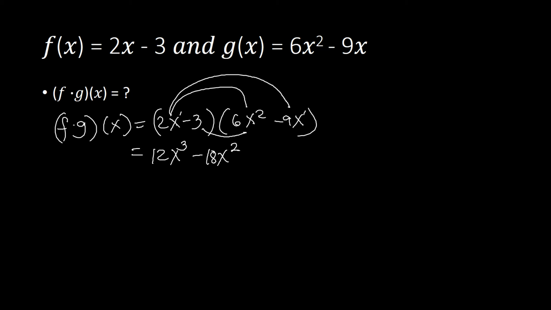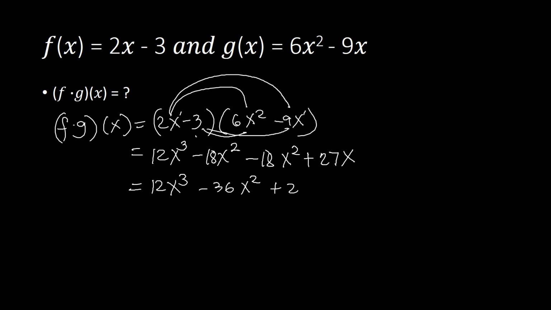We go for inner, negative 3 times 6, that will be negative 18. Copying x squared. Then we go for the last term. Negative 3 times negative 9, that's positive 27, copying our x. Combining like terms, we've got 12x cubed, negative 18, minus 18. KCC for this, we have to keep negative 18, add it to negative 18, that will be negative 36, copying x squared, plus 27x. That will be the result for f times g of x.